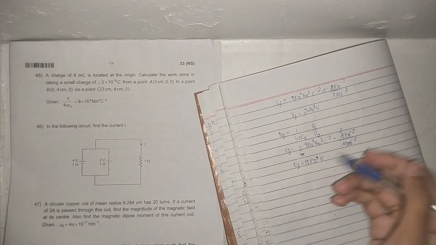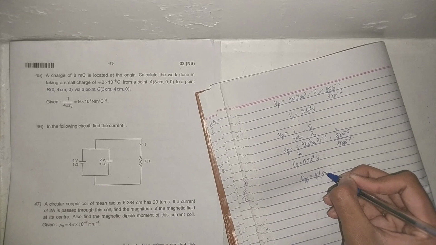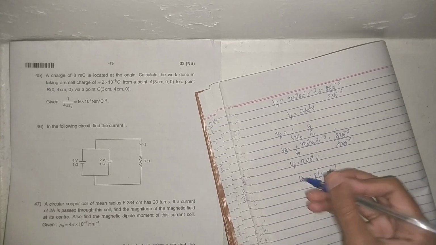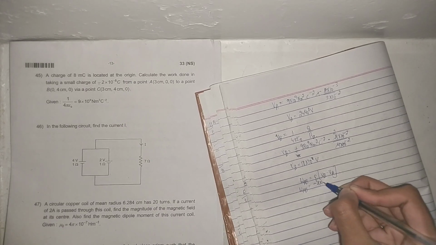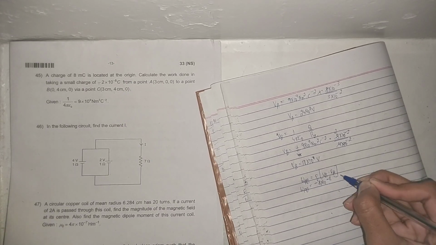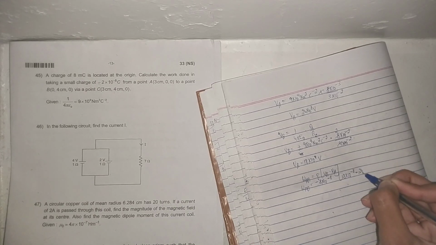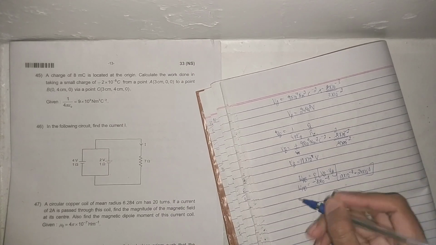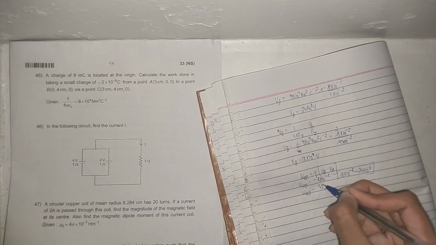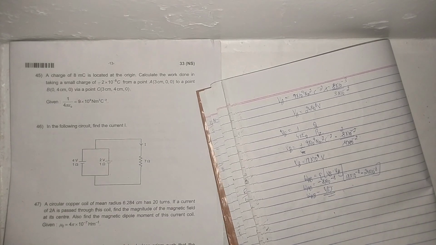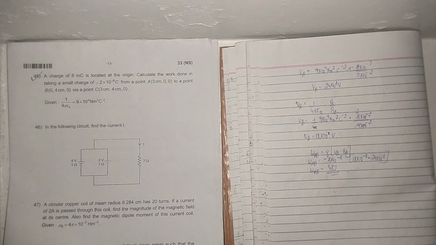So now the work done we have to find. So work done formula is WAB is equal to Q into VB minus VA. So WAB is equal to minus 8 into 10 to the power minus 8 into 18 into 10 to the power 8 minus 24 into 10 to the power 8. That is, if we write in joules, WAB is equal to 48 joule is the answer for question number 45. So by this, question number 45 is done.